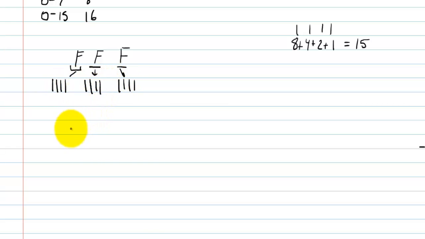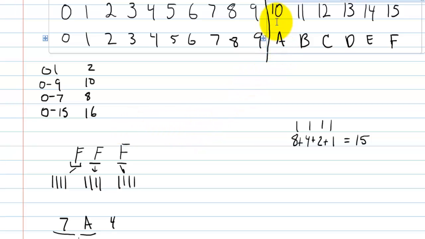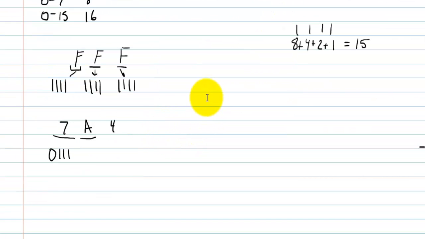So now let's convert another number. Let's say we have a smaller number, let's say we have 7A4. We do the same thing again. For the 7, we would have 4 bits, and to make a 7, it's 0 and 3 ones. A is represented by, I think A is 10. Yeah, A is 10. So we'd have to make a 10.